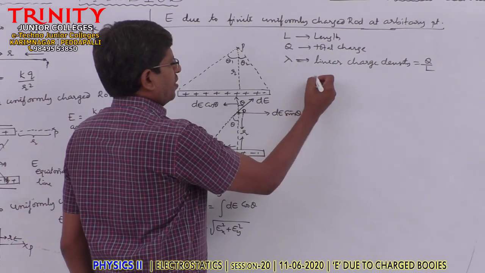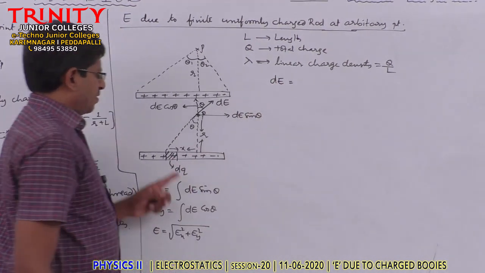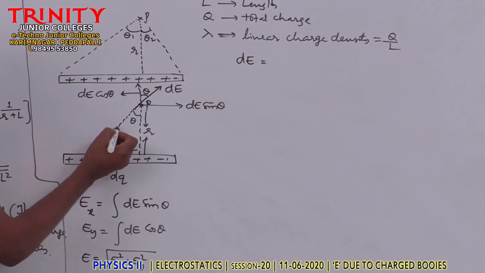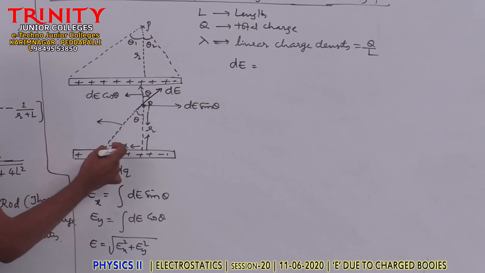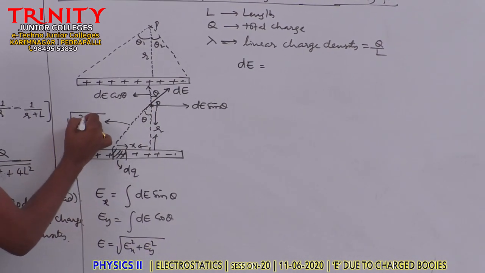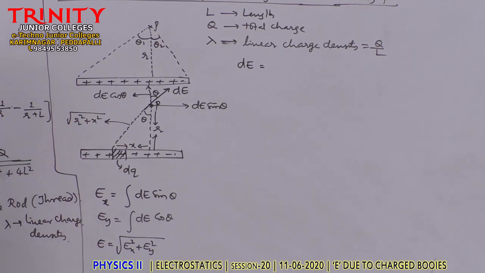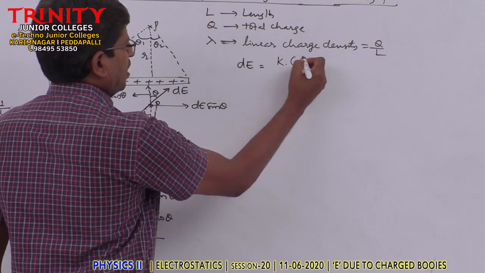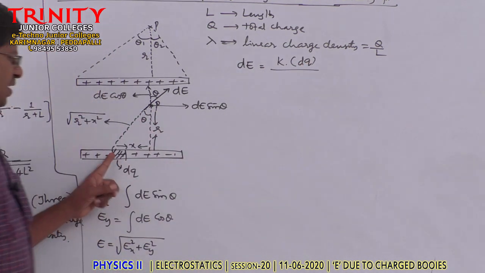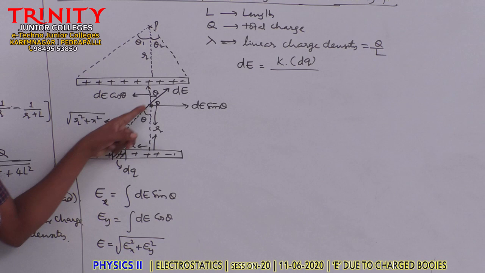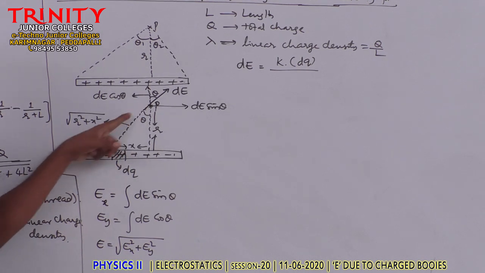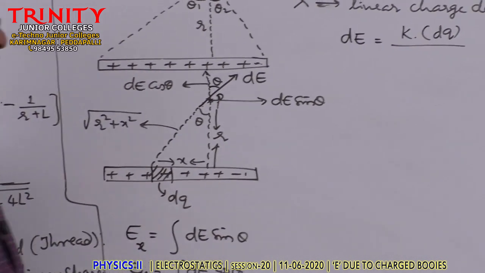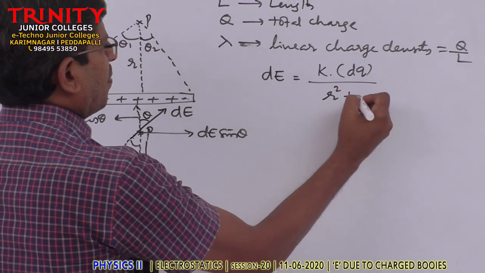So first of all, what is dE? dE is because of this element. What is the distance here? This is R and this is x, so the distance will be the square root of R square plus x square. And the dE formula is generally K into the charge on the element, divided by the square of the distance. When you square the distance, the root will be dropped. Therefore you will get R square plus x square.